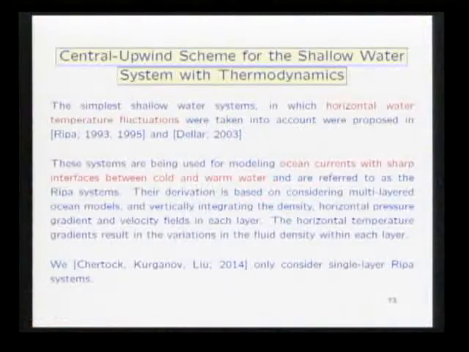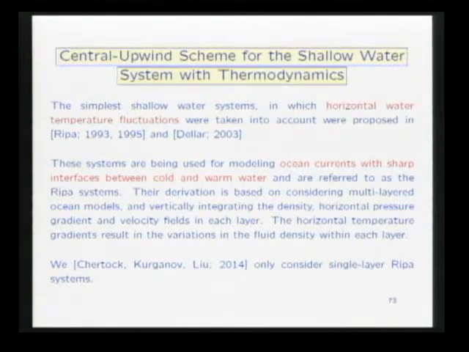So what is thermodynamics? That's the simplest shallow water system in which horizontal water temperature fluctuations were taken into account. It was proposed by Ripa in these works and later in the paper by Dellar. Basically, this system is used to model ocean currents with a sharp interface between cold and warm water. The derivation is quite complicated. It uses multi-layer, and the models that we derived in these papers are really multi-layer shallow water. I don't want to talk about multi-layer shallow water in this presentation.